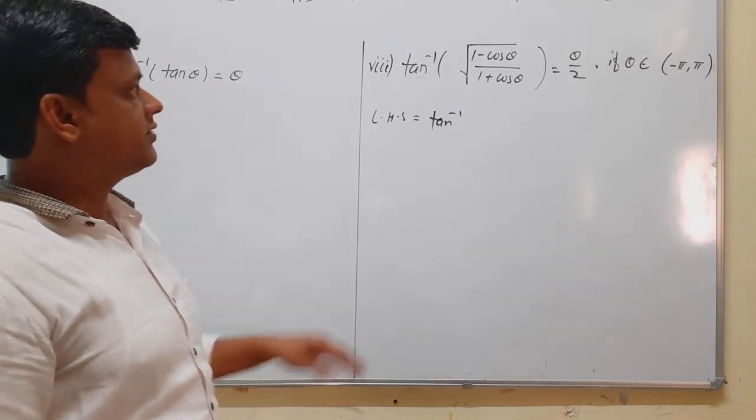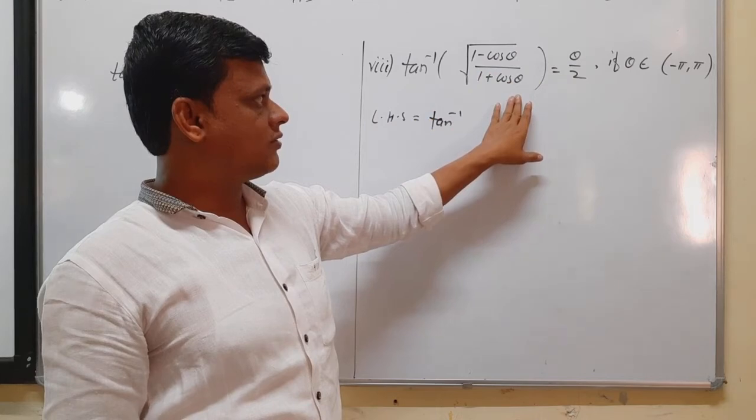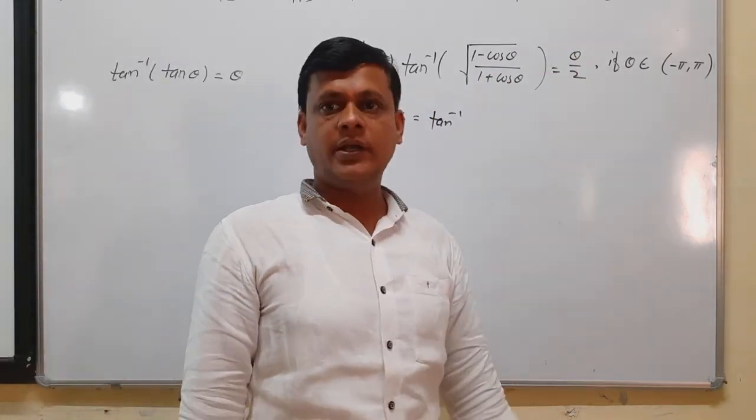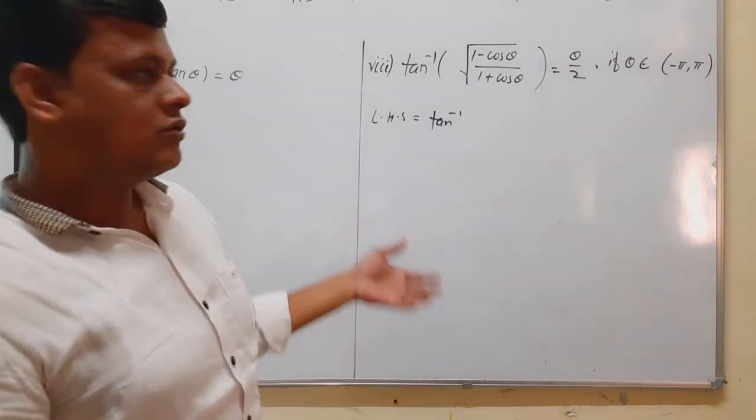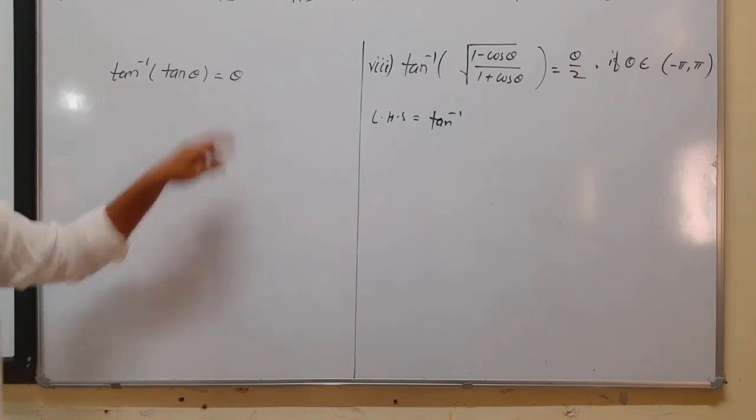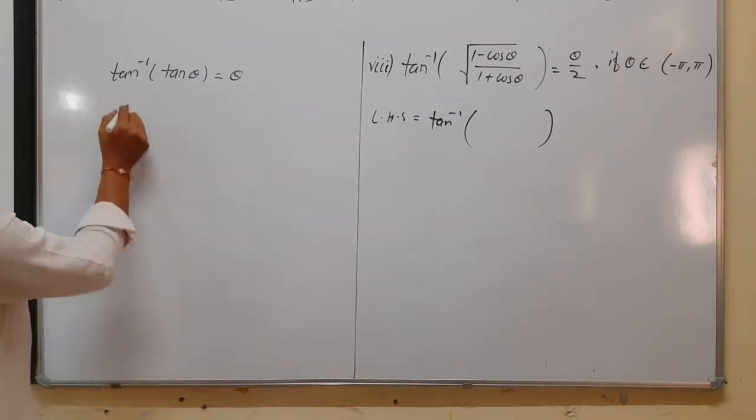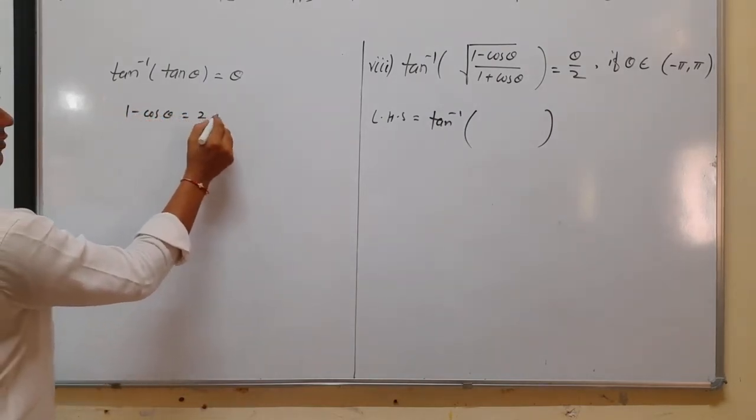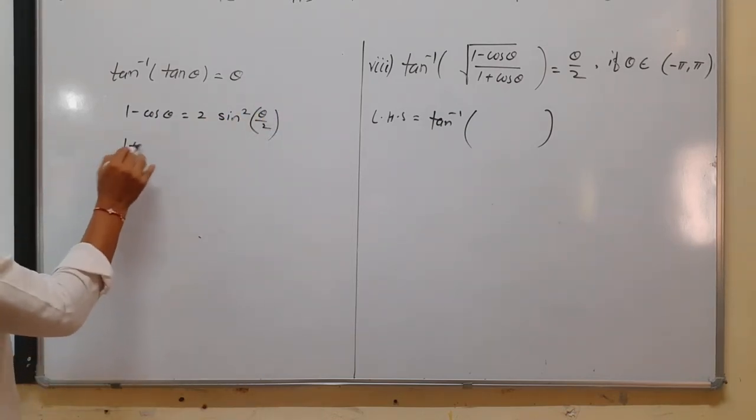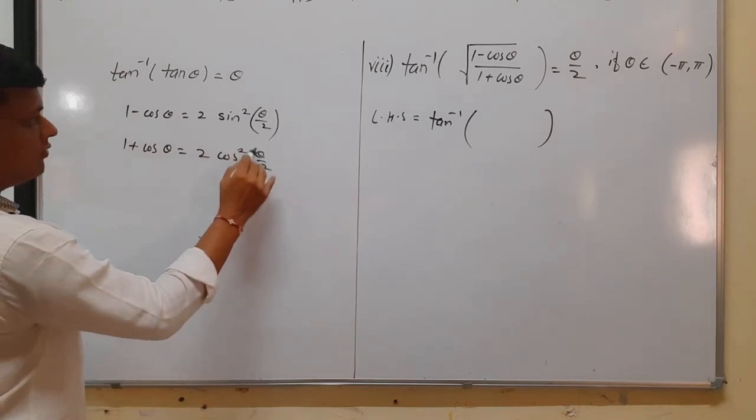Now the next question is tan inverse of root of (1 minus cos theta) upon (1 plus cos theta) equals theta by 2, and this theta belongs to the open interval minus pi. For this also we use the property tan inverse of tan theta equals theta. For that we know the half angle formulas. We know that 1 minus cos theta equals 2 sin square theta by 2, and 1 plus cos theta is equal to 2 cos square theta by 2.